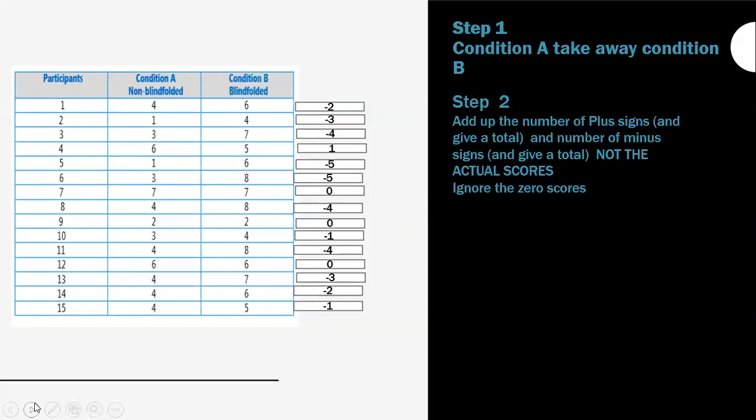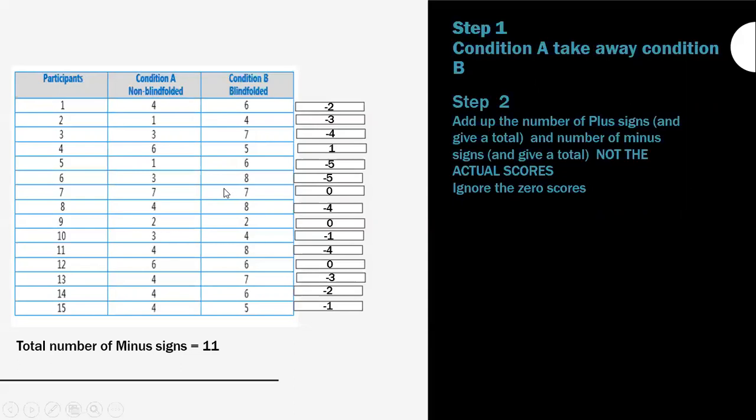So for example, I've got 1 minus, 2 minus, 3 minus, 4 minus, 5 minus, 6 minus, 7 minus, 8 minus, 9 minus, 10 minus, 11 minus signs. So I have 11 minus signs here. So the total of minus signs equals 11. We're not interested in the actual difference, the 2, 3, 4, 1. We're interested in the actual signs.